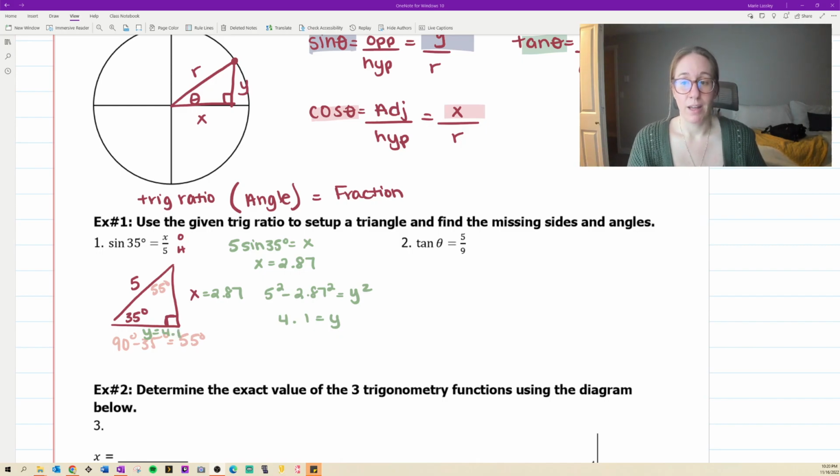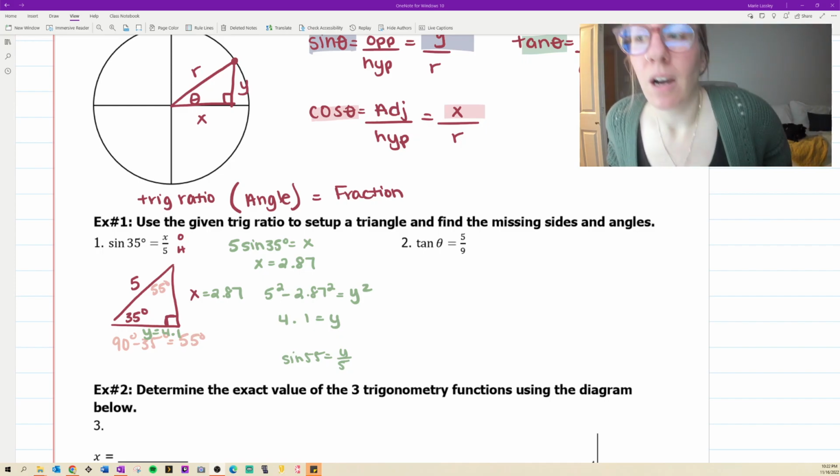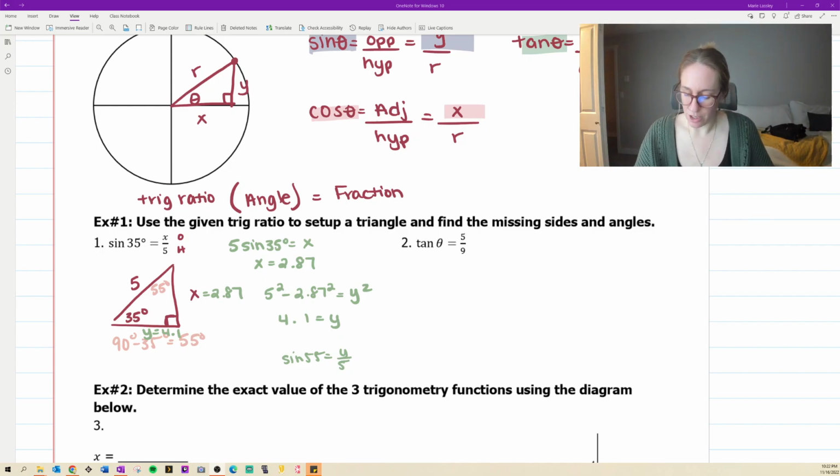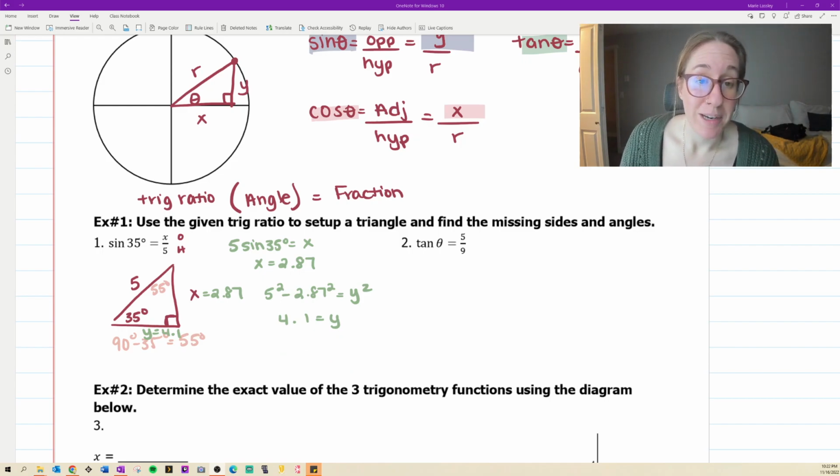So there we go. And that doesn't seem right. So I'm going to double check my math because 4.1 seems too big. Nope, it's right. I double checked. I did it using trig just to make sure, and it is right. It just seemed really close to 5, so it threw me off, but it is perfectly fine.